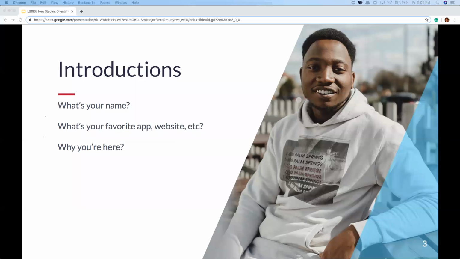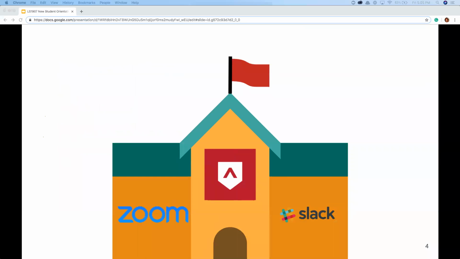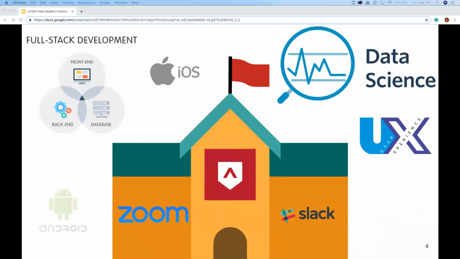All right, let's go. So here you see that we have a physical or clip art representation of Lambda School. You have Zoom on one side and you have Slack on the other because we are a remote learning program, so everything is online. So we use Zoom and Slack to communicate for all of our different courses. So we offer full stack web, data science, user experience, iOS and Android. And most recently we added a Java course. But today I got full stack web, iOS, data science and UX here.